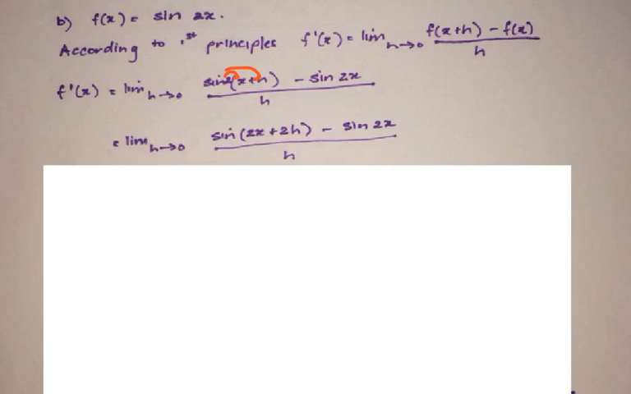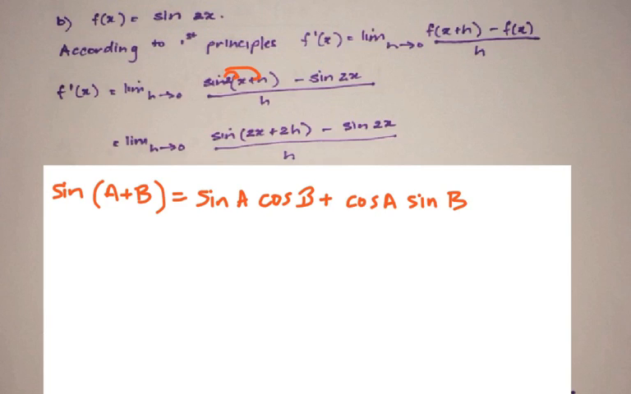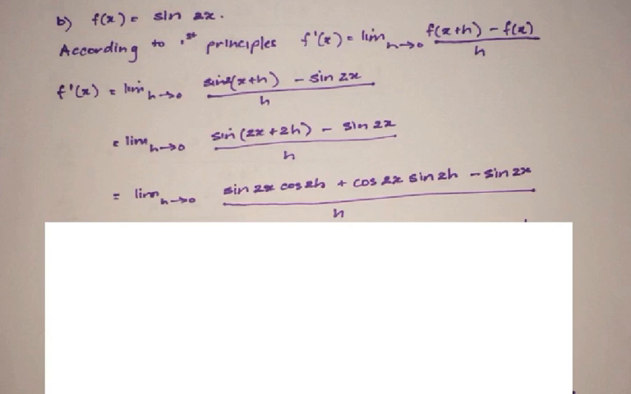At this point in time, we're going to remember our sum formula for sine, which is sine of a plus b is equal to sine a times cos of b plus cos of a sine of b. So that gives us sine of 2x cos of 2h plus cos of 2x sine of 2h minus sine 2x all over h.